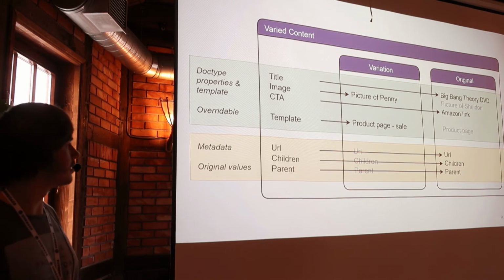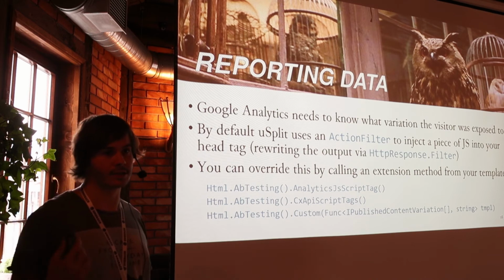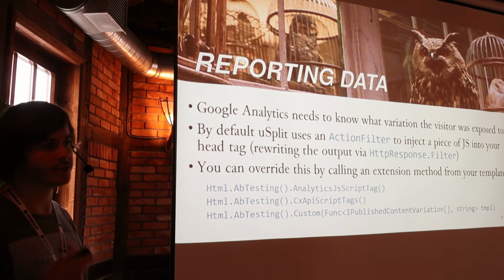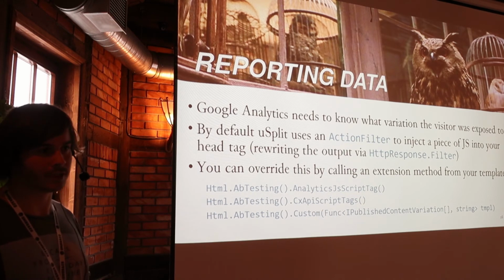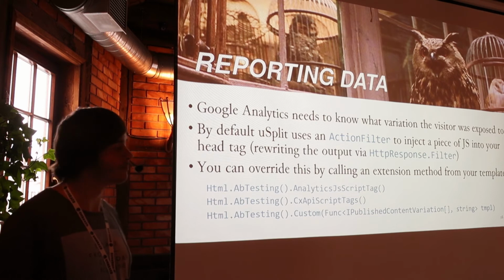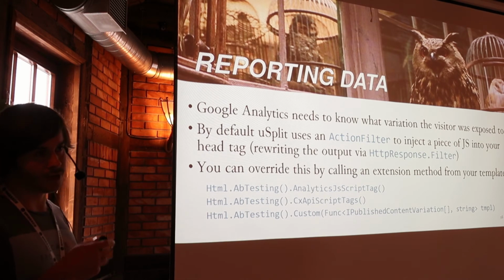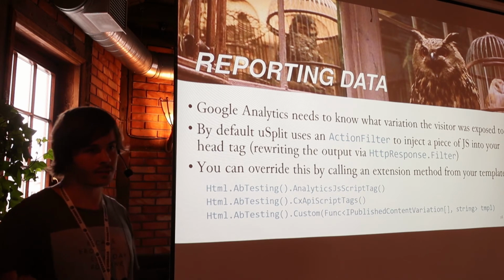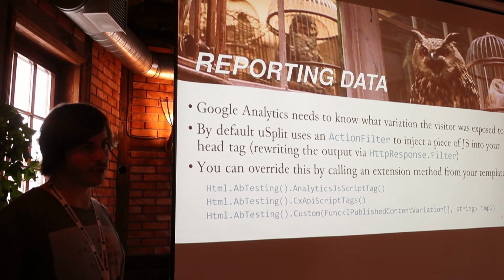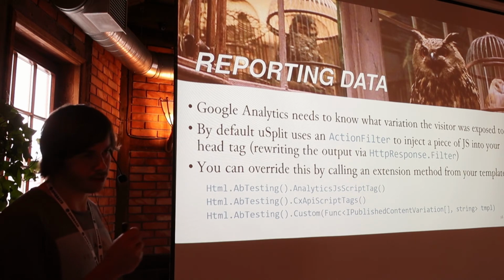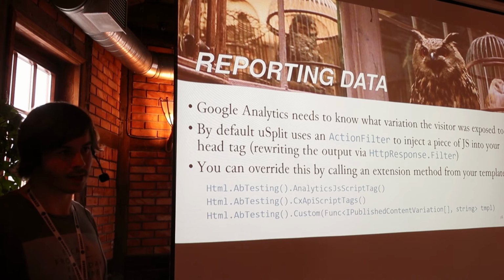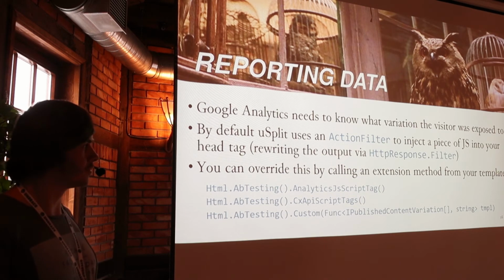And the last bit, as I said, is reporting data back to Google Analytics. As I said, it's powered by Google Analytics behind the scenes. Google Analytics needs to know how each variation is performing so that it can update the weights and decide if the experiment can finish if it reached a conclusion. So what you need to do is include a small piece of JavaScript still in your page that will report back the variation to Google Analytics. By default, if you don't do anything in your templates, uSplit will know about that, and it will itself just inject a small piece of JavaScript into the head tag at the end, so that it's rendered back.